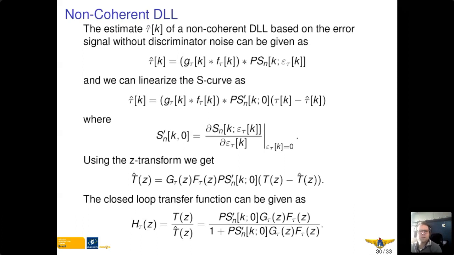This is important to be derived for the design of the filter parameters, so the loop filter parameters and the integrator parameter, in order to design the behavior of the DLL. So how fast does the DLL manage to get to the equilibrium? How fast does it manage to track the true value and keep the track also under dynamic conditions of the delay? I will not go into further details of the design of these loop filters, but I will stop here for today.